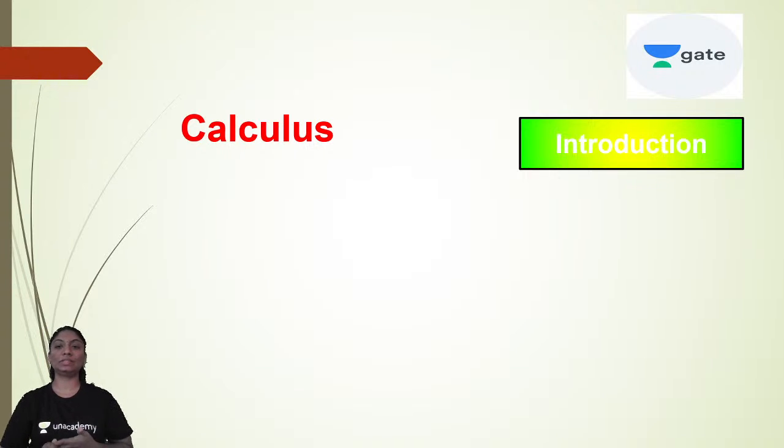We will see in this topic directional derivatives and irrotational fields. In this session we will see how to find out the directional derivatives if the vector field f bar is given. We will see the different types of directional derivatives and how to find out the scalar potential phi when the vector field f bar is irrotational.